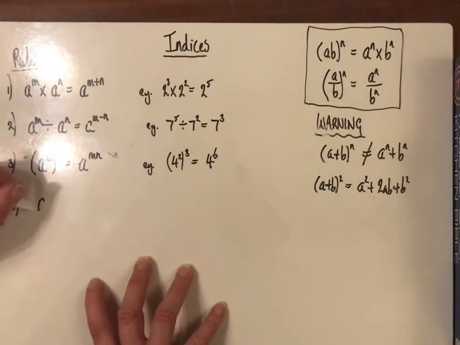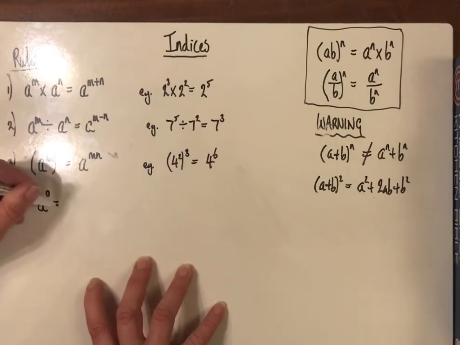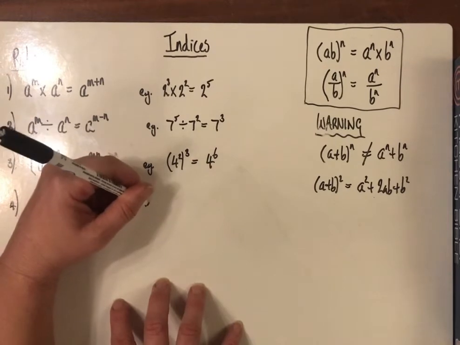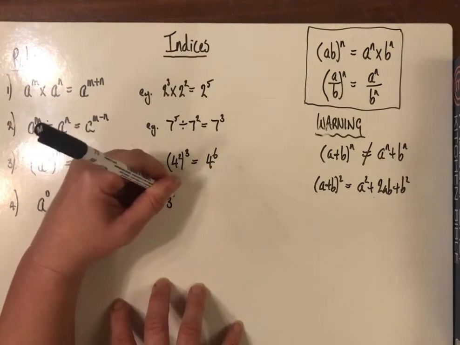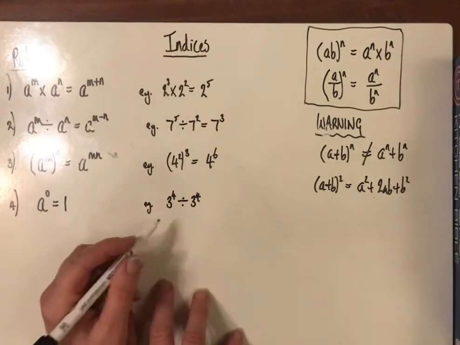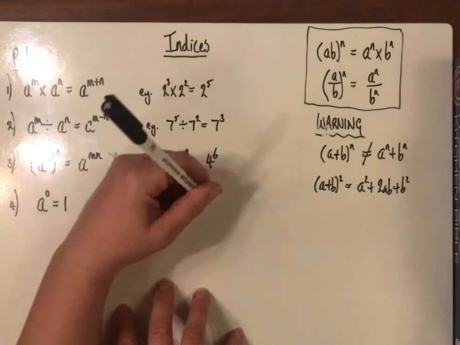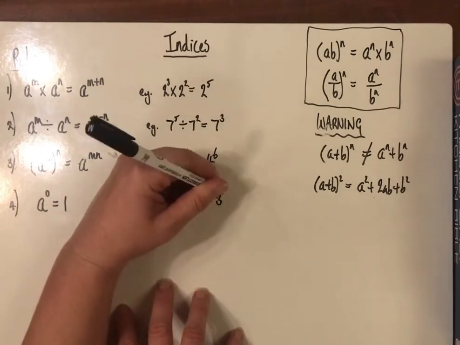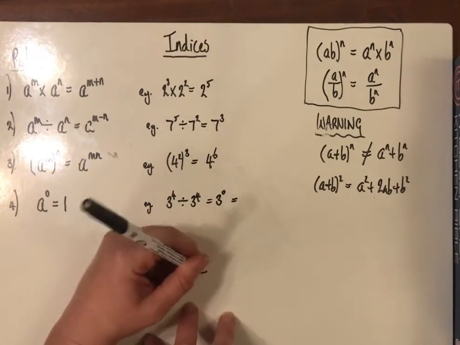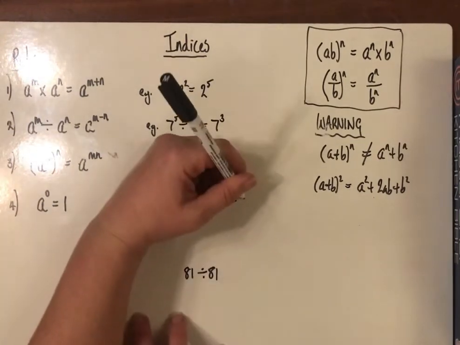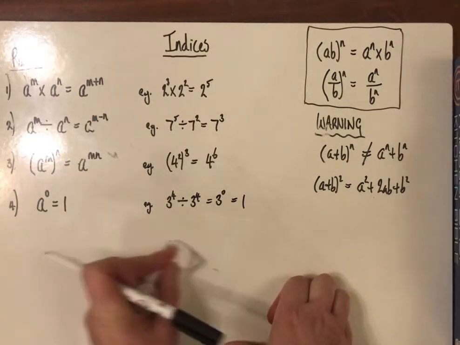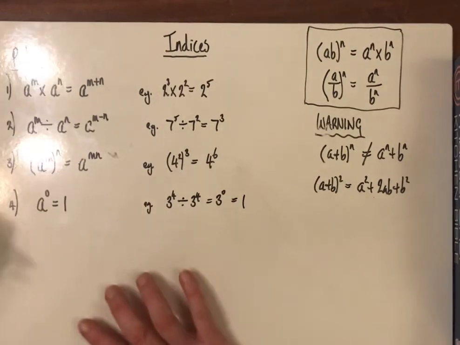A to the power 0 is equal to 1. So just to show you that happening, if you've got 3 to the power 4 divided by 3 to the power 4, when you divide, you subtract your powers. But we know that 3 to the power 4 is 81, and 81 divided by 81 is 1. So it follows that 3 to the power 0 is 1. The only exception to that is 0 to the power of 0, which is undefined.